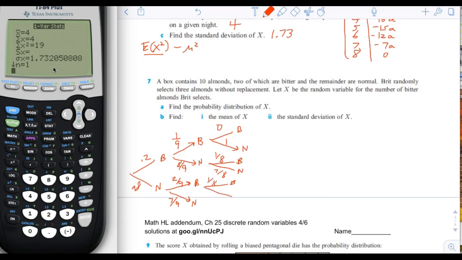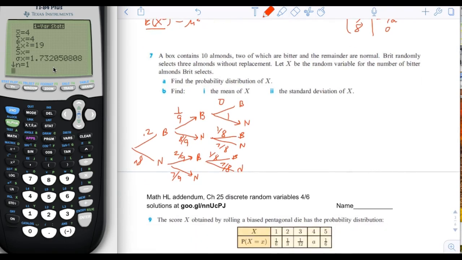And we have a 7 in 8 chance of getting a normal. And then in the bottom one, we didn't choose any bidders yet, so we've got a 2 in 8 chance of getting a bidder, and a 6 in 8 chance of getting a normal. And now what we need to do is tally up every single one.